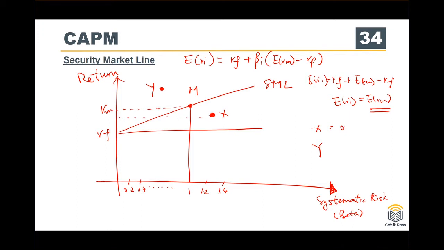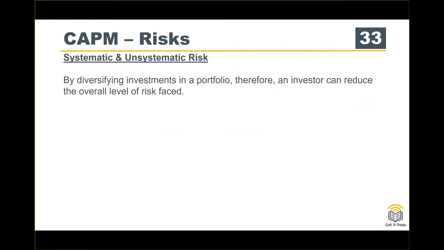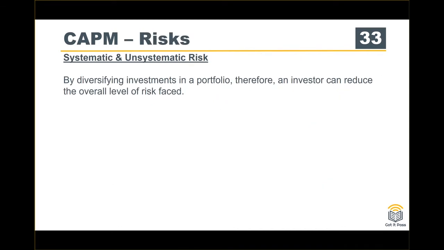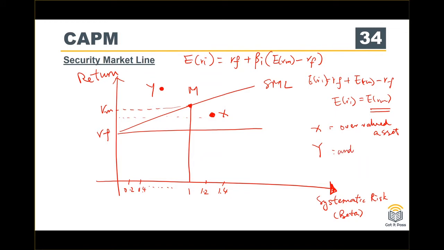So it is an overvalued investment or asset, because you have higher risk but lower return. So the price is overvalued or overpriced. For Y, it is lower risk but higher return. So it means the price is underpriced, or an undervalued investment.